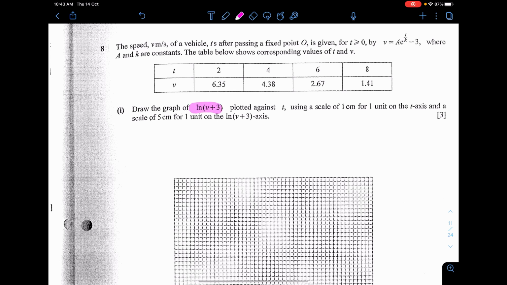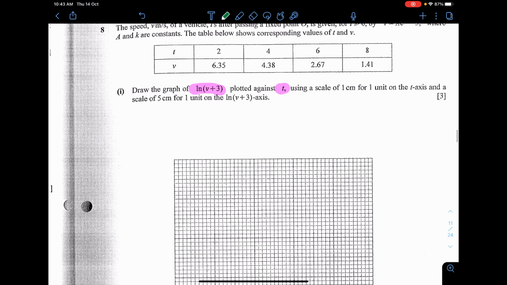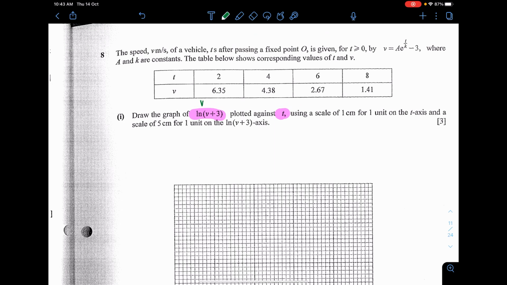The question asks you to draw ln of (v plus 3) against t. What you might not realize is that whatever they mention first is always the vertical, meaning this is the horizontal. Now, what to do with this? Every time you are drawing a new graph of a linear law, you always have to provide a new table suggesting the new axis.